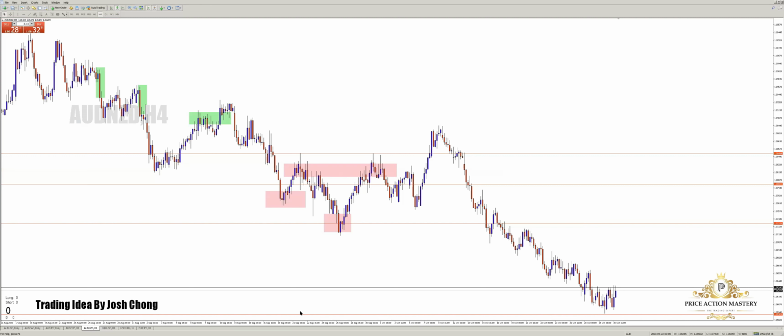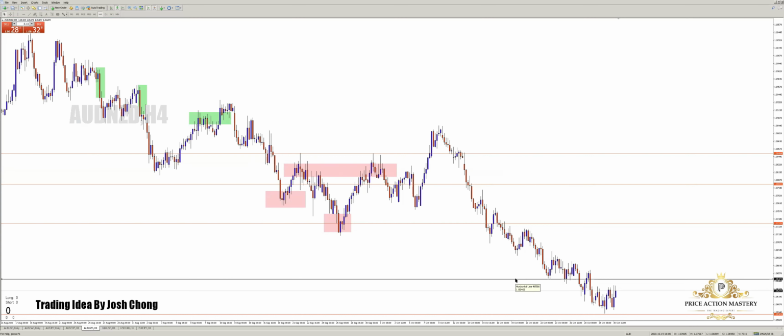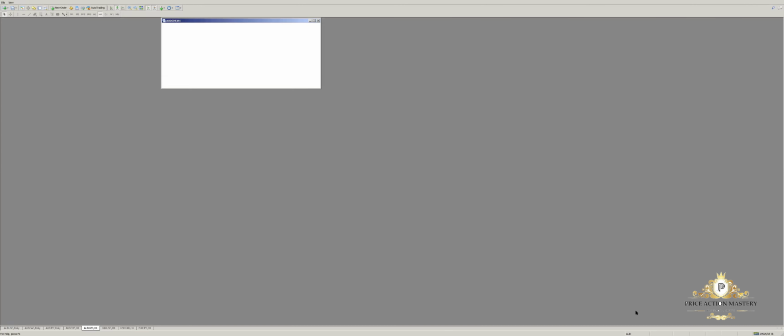The next will be Aussie New Zealand. Basically for this Aussie New Zealand, I'm expecting this level for me to short. I'm expecting the market to retrace up to this level, then we can look for a short opportunity. Okay, cool. Then let's go for the GBP pairs.